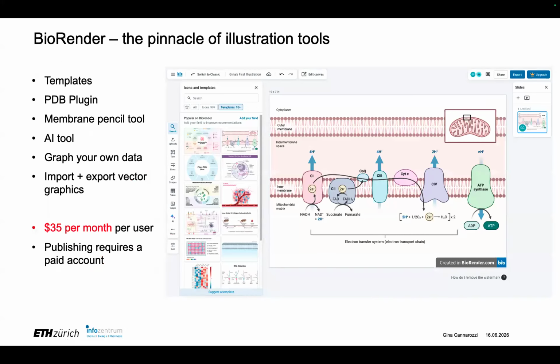So when we look at these tools, I'm comparing to BioRender. BioRender is the pinnacle of illustration tools. It's the one that a lot of people here use. It has a vast library of icons. It has a pencil where you can draw membranes, for example. There's a plug-in to the Protein Data Bank, an AI tool, and you can graph your own data. It has a lot of functions. The problem with BioRender is that it's relatively expensive. It's $35 per month per user, and to publish a figure made in BioRender requires a paid account.